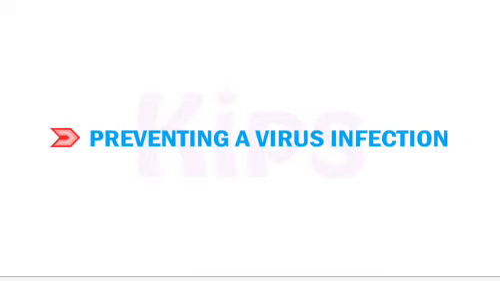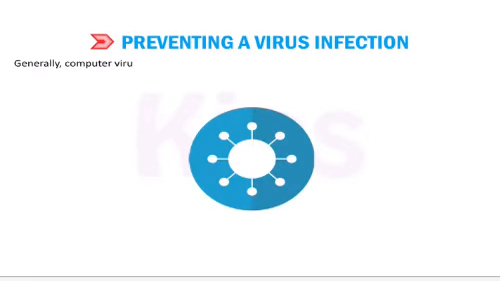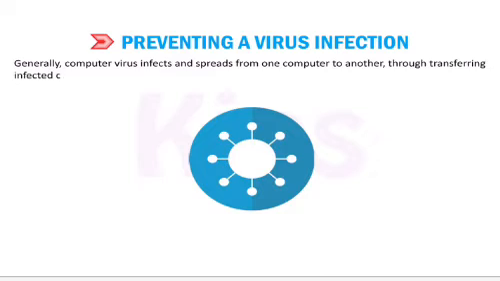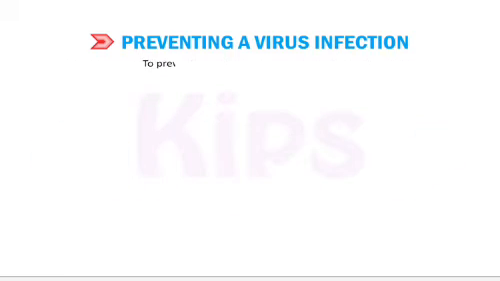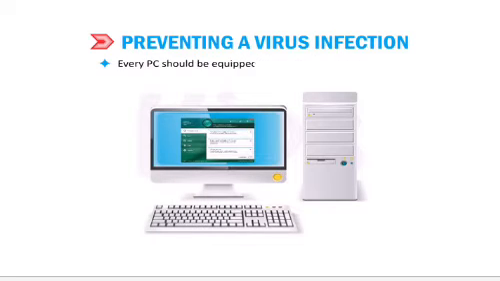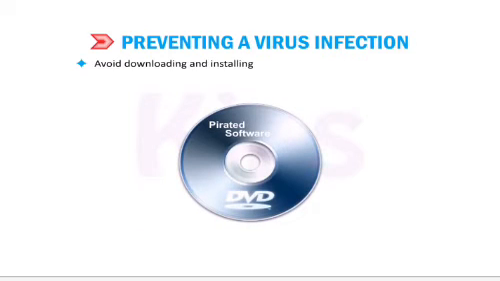Okay, students, let me tell you how to prevent a virus infection. Generally, a computer virus infects and spreads from one computer to another through transferring infected data using email, flash drives, or other sources. To prevent virus attack, follow the given tips. Every PC should be equipped with some antivirus program. Always scan the pen drive before copying the files. Avoid downloading and installing pirated software from the internet.